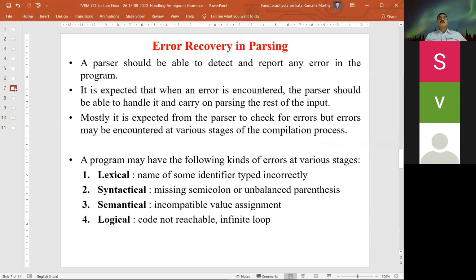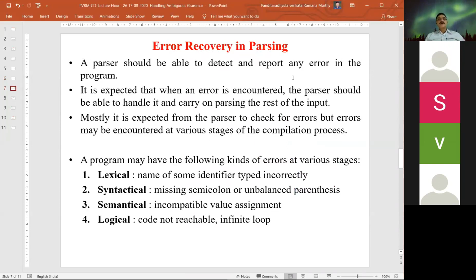Okay, right. We are having another small topic, error recovery in the parsing. What is the meaning of error recovery in the parsing? So what is the meaning of parser? Parser is checking whether the given statement is in the required format or not. What is the meaning of required format? It is as per the syntax of the programming language or not.